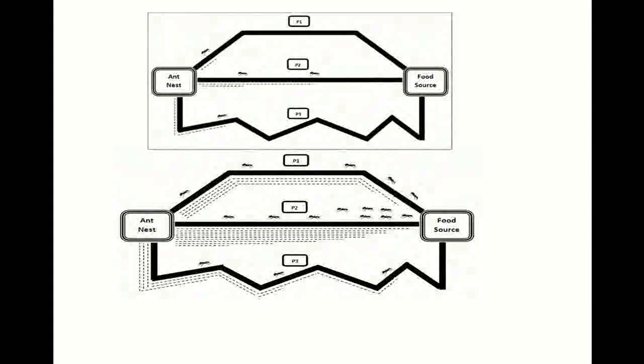As you can see in the diagram, there are three paths P1, P2, P3 between the ant nest and the food source, and these dots represent the pheromone deposited by the ants.